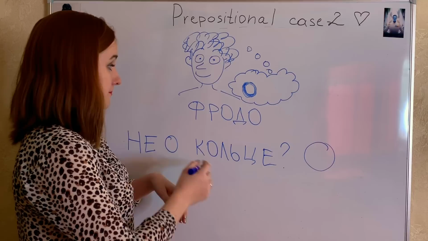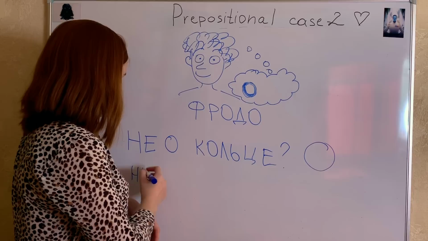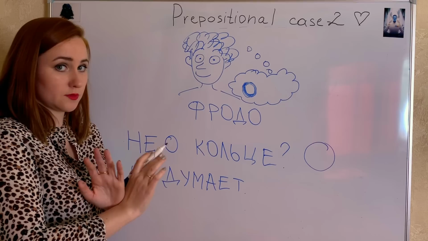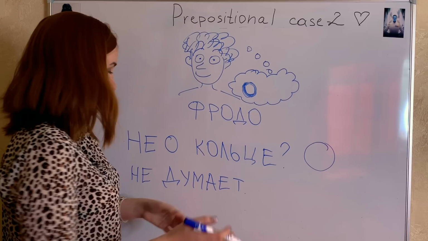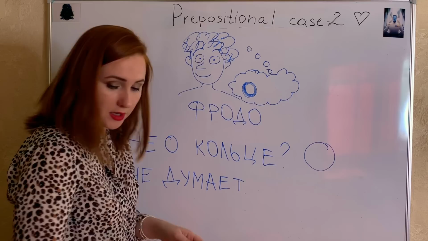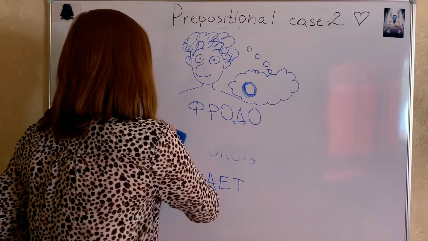Or you can say, Фродо не думает о кольце. He's not thinking about the ring. Не думает. So, не о кольце, not about the ring, и не думает. He is not thinking about it. So, maybe he's not thinking, he's speaking about it. Он не думает о кольце, он говорит о кольце. Okay? So, well, actually, he's not thinking about the ring. Он думает не о кольце.